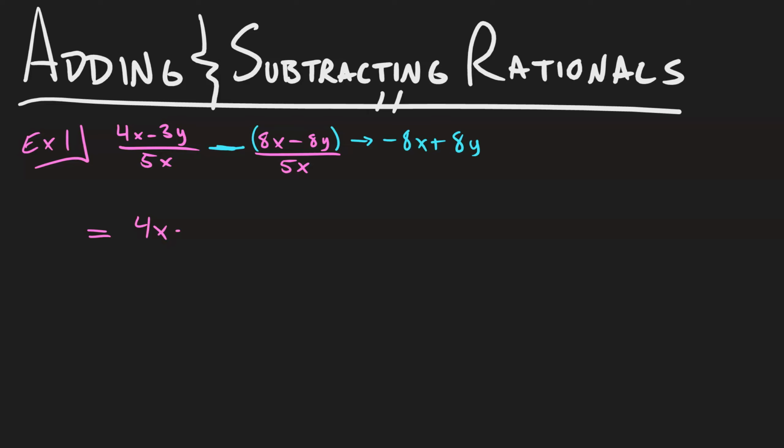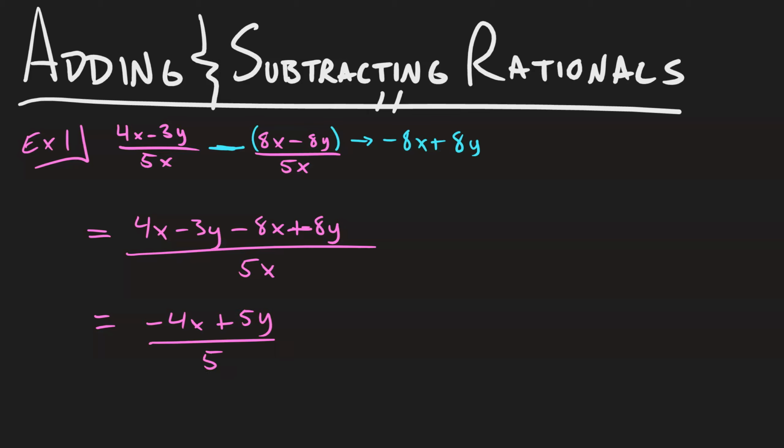So we'll have 4x minus 3y minus 8x plus 8y all over 5x. Now that we've combined both of these fractions into one, we can go ahead and combine like terms. So 4x minus 8x is going to be -4x. Negative 3y plus 8y is going to be positive 5y, over 5x. Now, we could try to simplify our rational expression now that we've finished subtracting it, but in this case, that's as simple as it gets, so that's our solution.